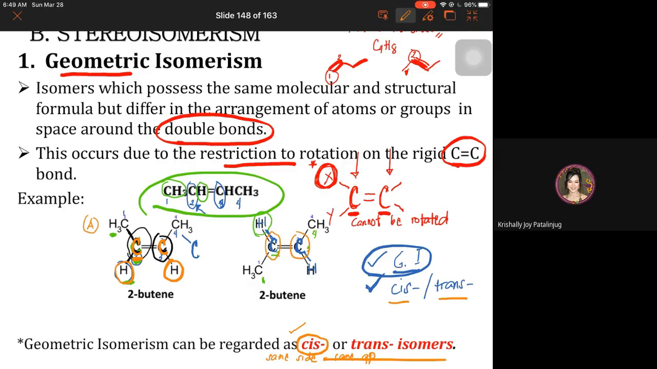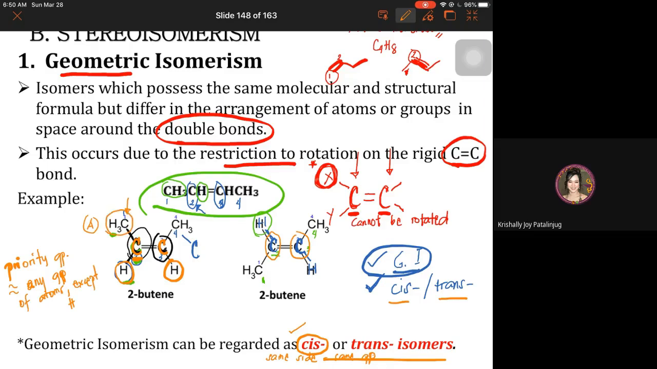Yung priority groups na methyl, in this example, priority group ngayon yung methyl group. When you say priority group, that could be any group of atoms except hydrogen atom, okay? So kapag hindi hydrogen directly attached to the double bond carbon, automatic that is a priority group.